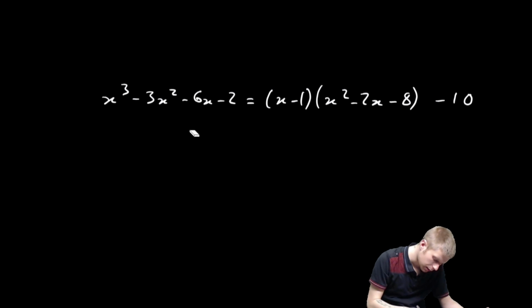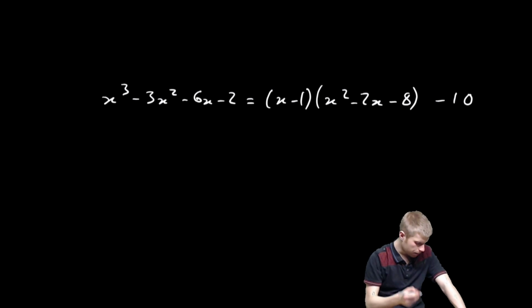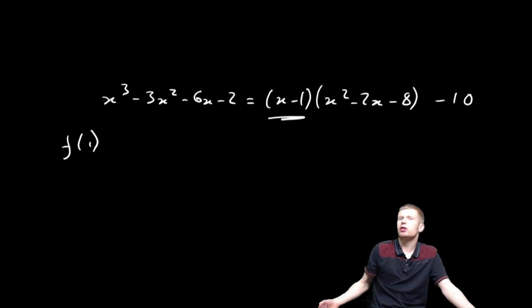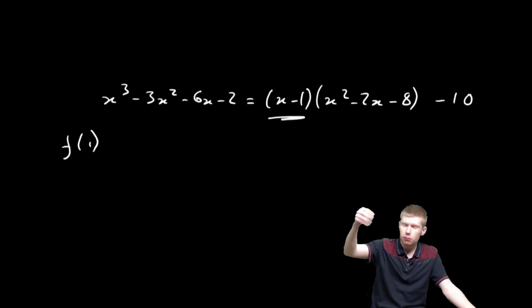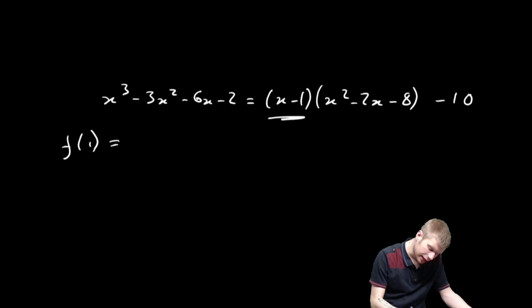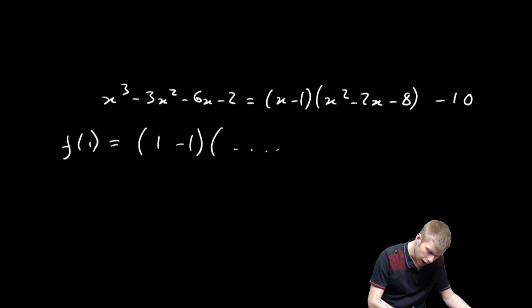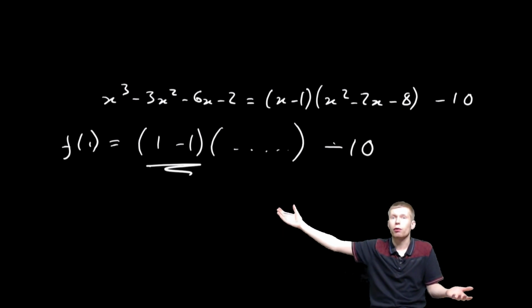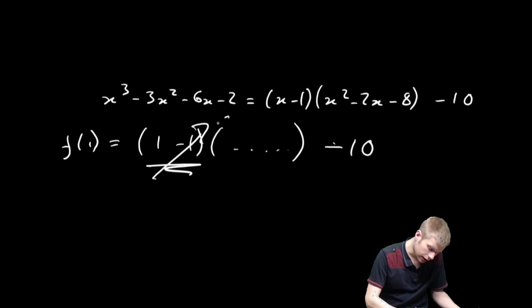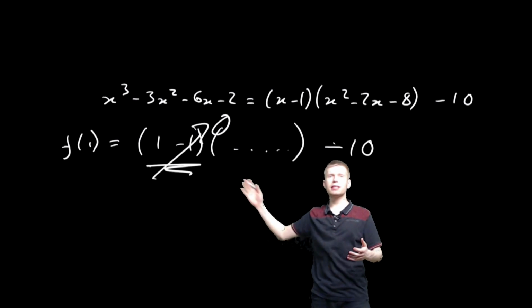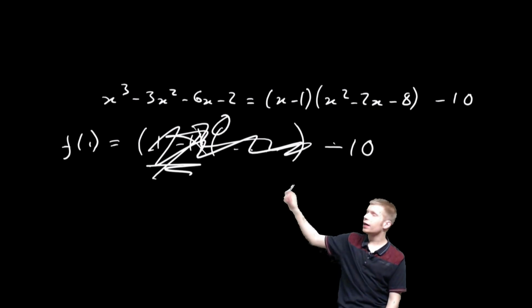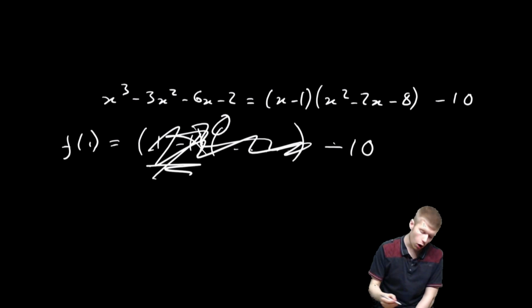Why should that equal that? Let's suppose I put in f of 1. I use that basically: find the remainder when it's divided by x minus 1. So I put the root in, I put 1 in, and look what happens here. I get x minus 1, so 1 minus 1, times whatever goes in here, minus 10. But because I've got 1 minus 1 going on there, that's going to equal 0. So all of this first part is going to go to 0, it's all going to disappear. So f of 1 is going to give me my remainder of minus 10. That's the reason why it works.